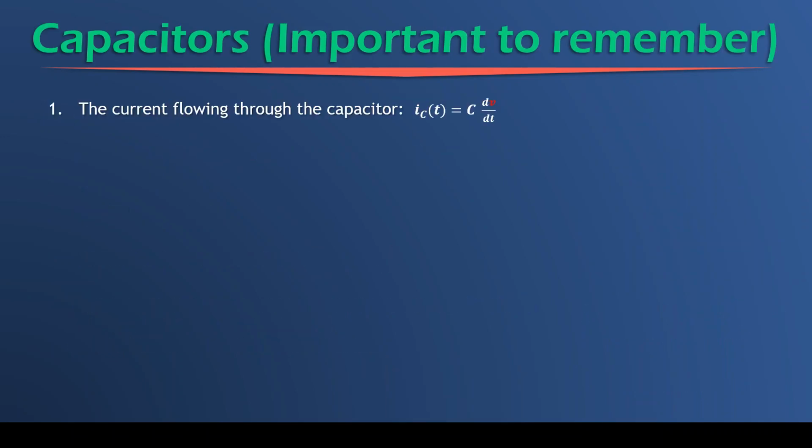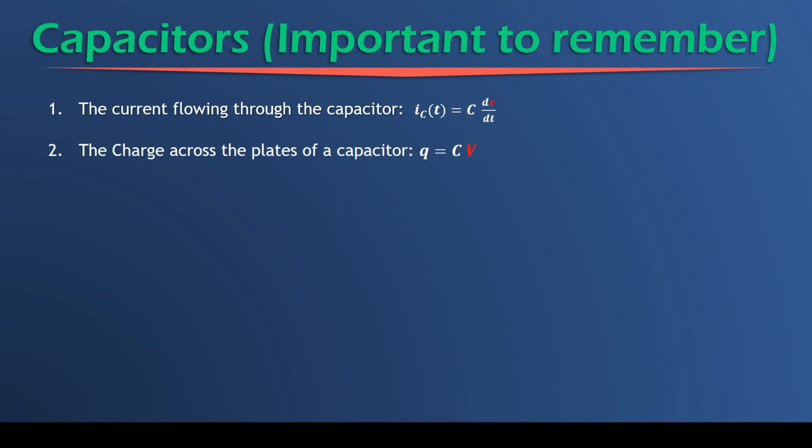Now, some important equations to remember. Number one, the current flowing through the capacitor is given by i_C as a function of time is C dv/dt, or i is equal to C dv/dt. This equation indicates to us an important quality related to the capacitor, which is that it is not a linear element, right? We can see that the current is the capacitance times the derivative of the voltage with respect to time.